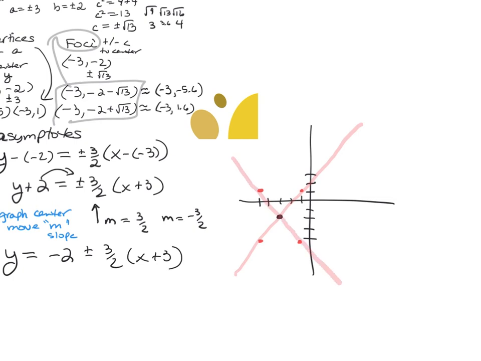There's your other asymptote. Next, I'm going to graph the vertices. I had a vertex at -3, -5. It's right here. And then I had another one at -3, +1. Again, use your asymptotes as your guide, and let them skim along the asymptotes.